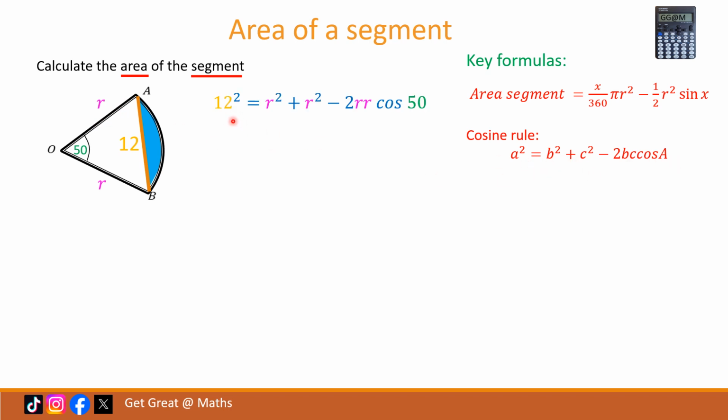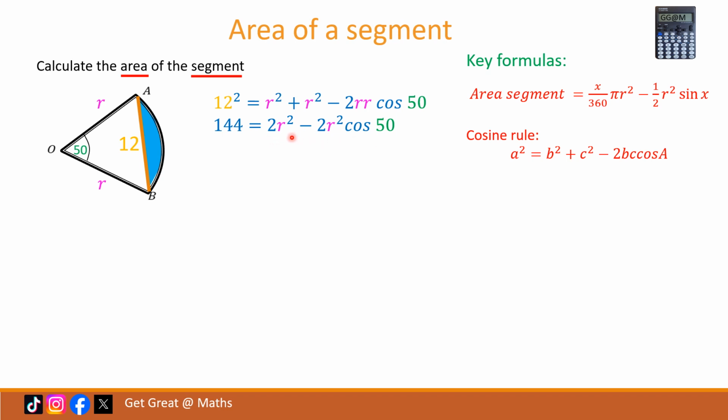So little a is 12 because that is opposite the angle. So 12 squared is going to equal the other two sides, r squared plus r squared, minus 2 times b times c, which is r times r, times cos of the angle, which is 50. I can simplify this, so I can add together r squared plus r squared to give me 2r squared. And then I can take away 2 times r times r, which is the same as 2r squared. So 144 is going to equal 2r squared minus 2r squared times cos 50.